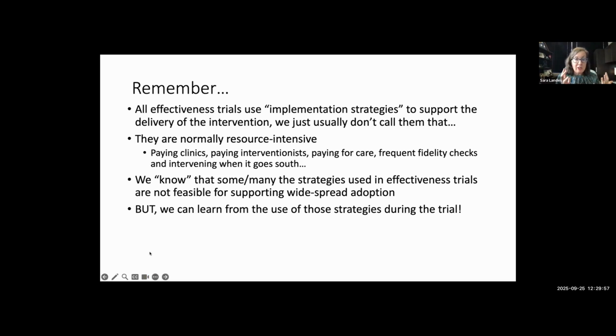But again, you can learn from all those strategies because maybe you learn we paid people and we probably had to pay them more, or it took weekly fidelity checks to keep people barely doing what they needed to do, or you'll learn a variety of things during a trial.